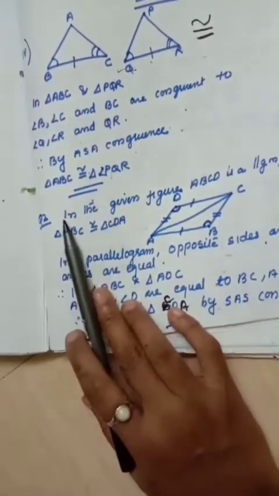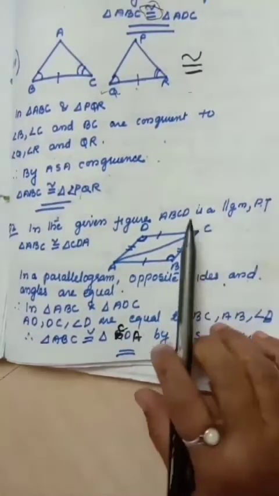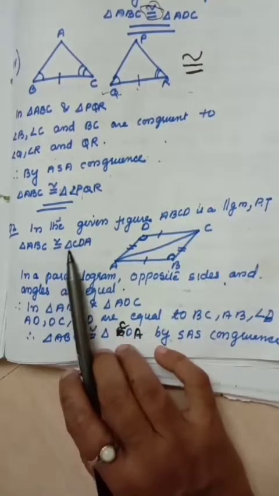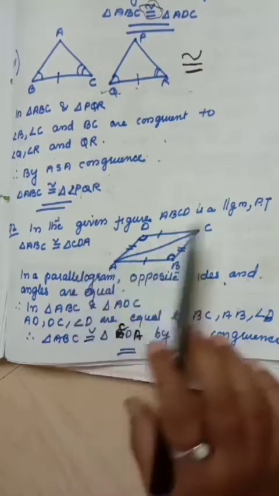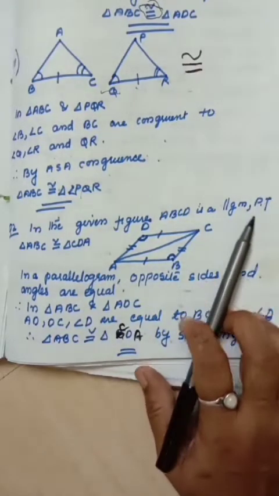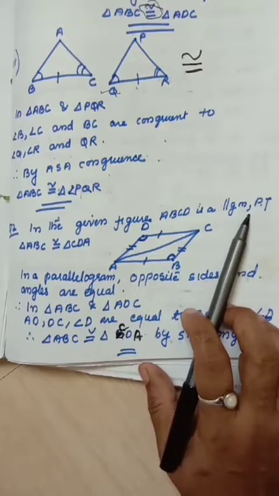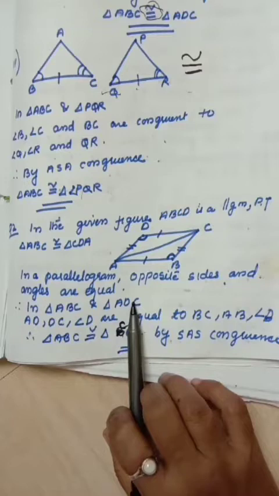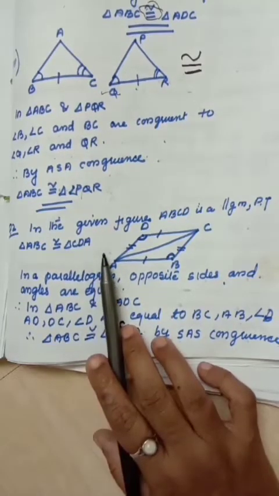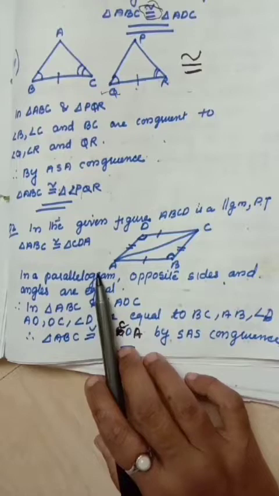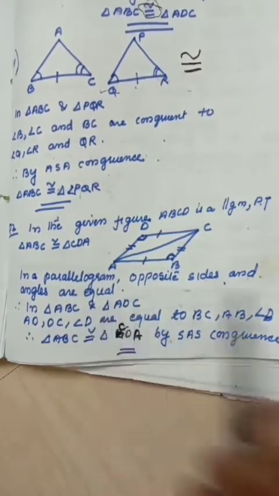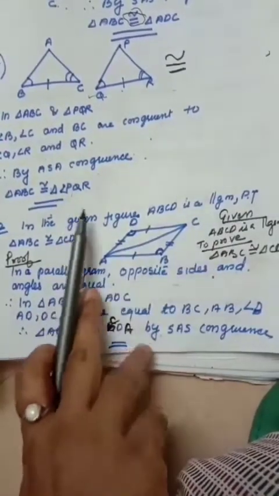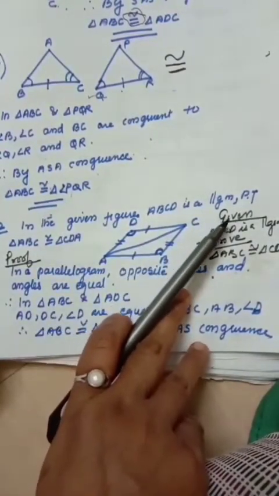Next, question number 2. In the given figure, ABCD is a parallelogram. Prove that triangle ABC is congruent to CDA. Whenever there is a proving question, as I already told you in the introduction, that question has 2-3 parts. First part is given. Second part is to prove. And third part is proof. See, what is given? ABCD is a parallelogram, that is given.